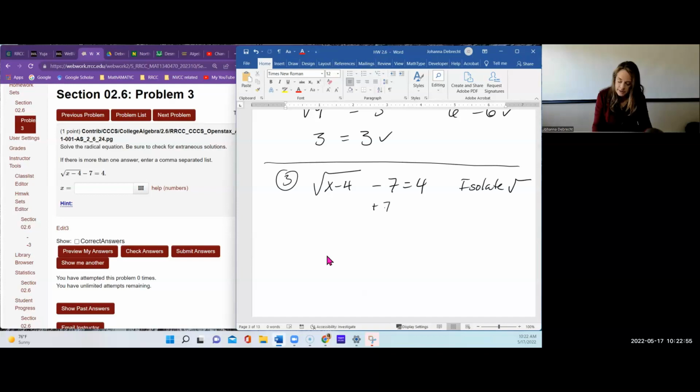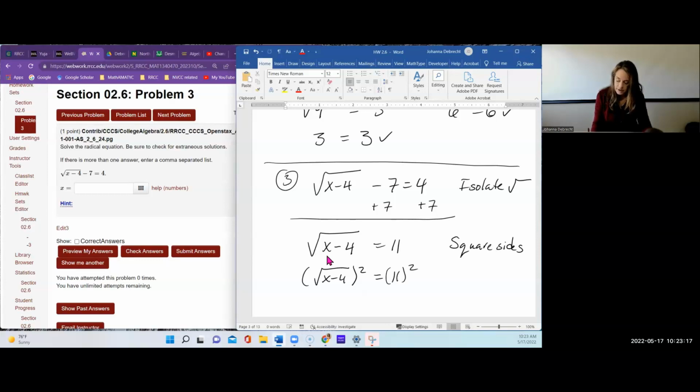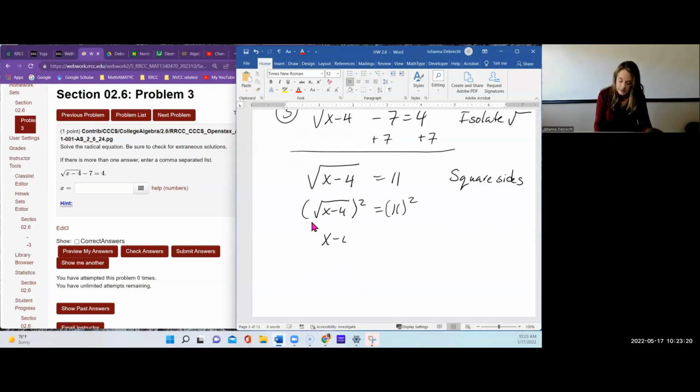That means I'm going to move the 7 to the opposite side of the equation by adding 7. That gives me the radical x minus 4 equal to 11. Then I'm going to square both sides. And that's going to lead me to lifting off the radical on the left and squaring 11 on the right. That gives me x minus 4 equals 121. Then I add 4 to both sides to obtain the final possible solution, 125.